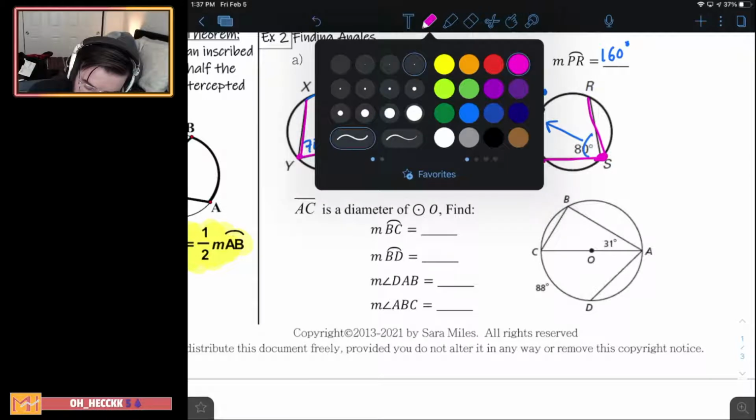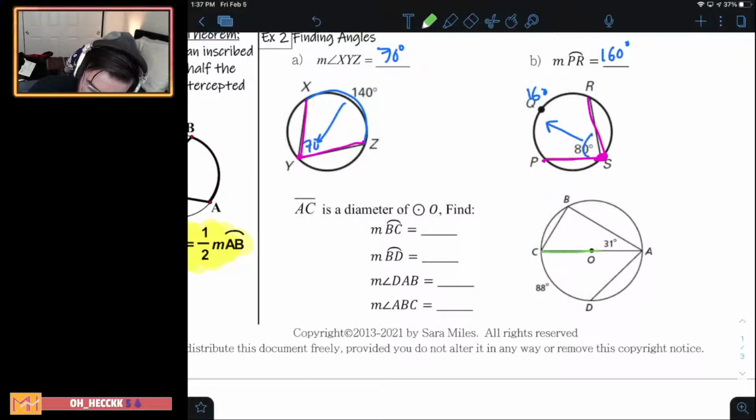So it's telling us that this is a diameter, so we know that that's perfectly cutting the thing in half, okay? And we'd like to figure out the measure of these arcs. Well, let's take a look. Measure of the arc BC.